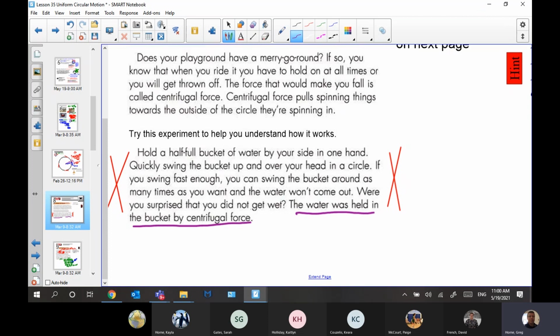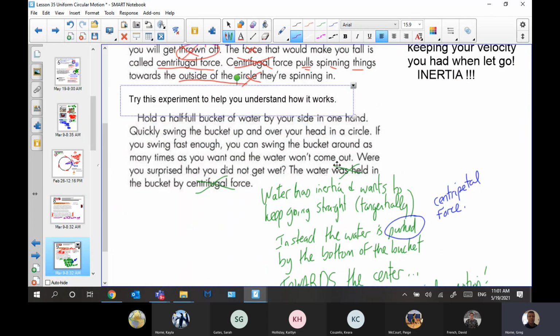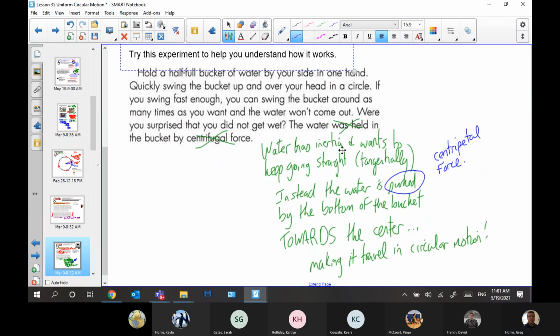And the answer is, yes, from the view of the non-inertial reference frame. But we can't ignore the fact that in reality what's going on is we have an inertial reference frame of the Earth that we're standing on when we're spinning this bucket. So we want to be able to analyze it both ways, right? So right here, it's like what's held in by the centrifugal force. Be like, no, actually the water has inertia and wants to keep going straight.